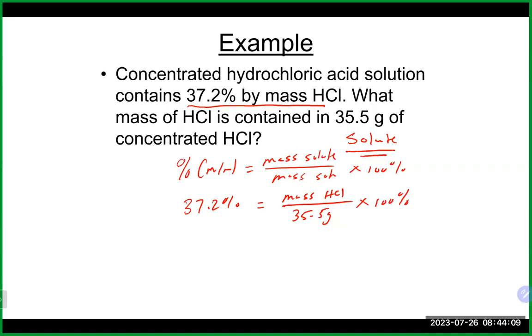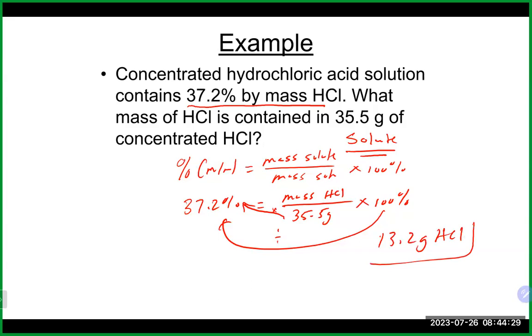We would multiply the 35.5 to the other side and divide by 100. So multiply and then divide, right? And if we do all that, 37.2 times our 35.5 divided by 100, it gets us about 13.2 grams of HCl that would be dissolved in there when you do that math.